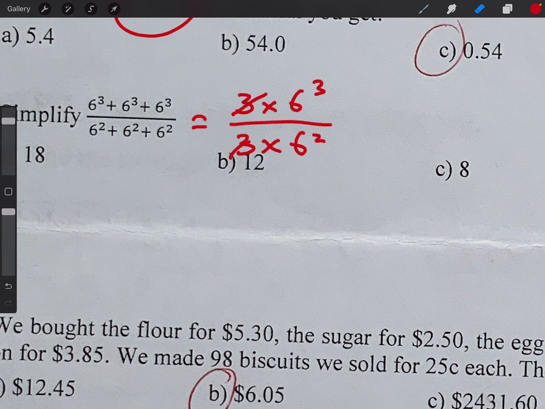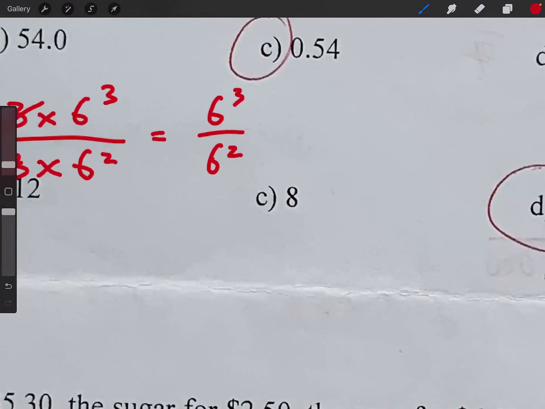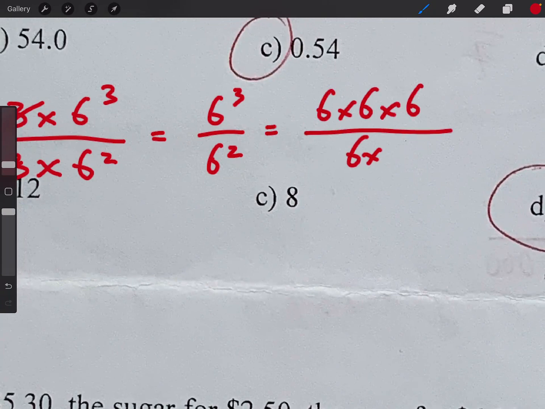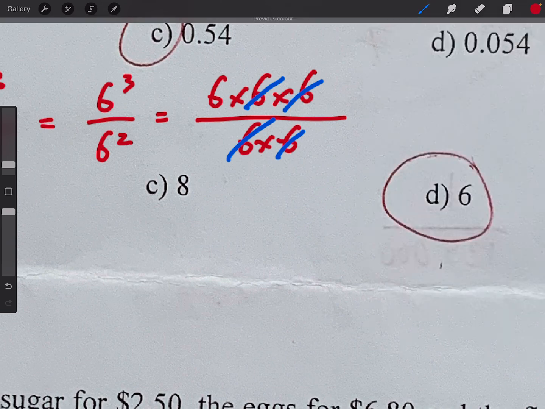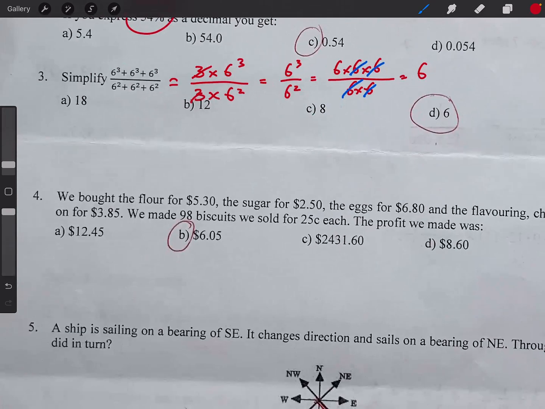And then now let's look at this one. So all you have left is 6 cubed over 6 squared. 6 cubed is 6 times 6 times 6. 6 squared is 6 times 6. Which one can we simplify? Well, we can simplify the 6, one from top, one from bottom. One from top, one from bottom. So all you have left is 6. So the answer is equal to 6, which is D.